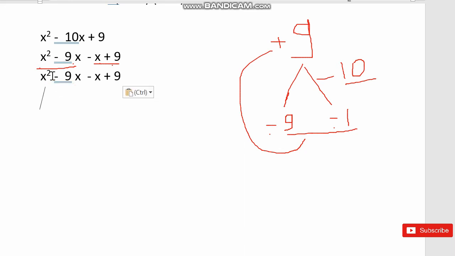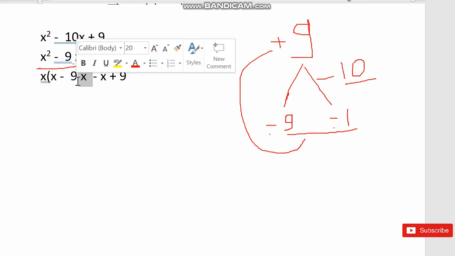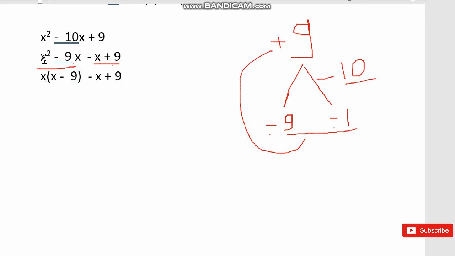So what we write here, x into bracket x minus 9. We can take x as common. We are just taking the x as common, and what is the remainder here, x minus 9. And what we take as common here, minus 1. If there is no common, there must be the 1 as a common. So what we can write here, minus 1 into bracket.